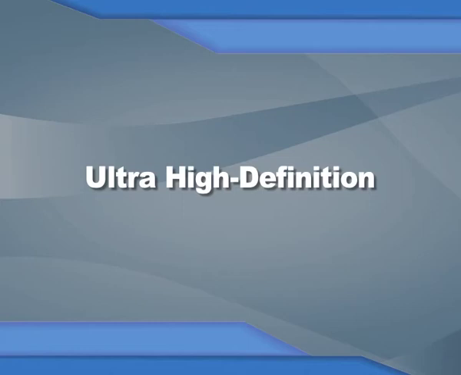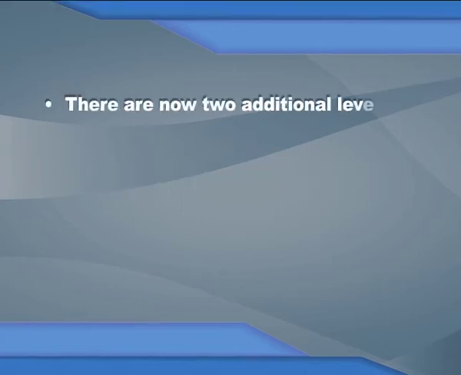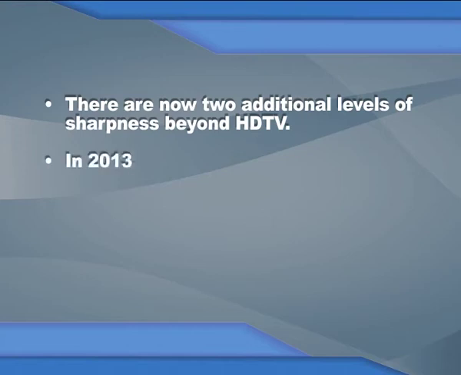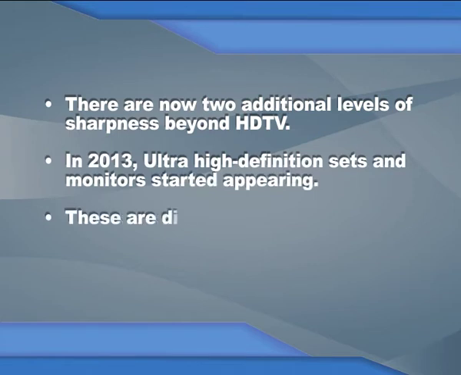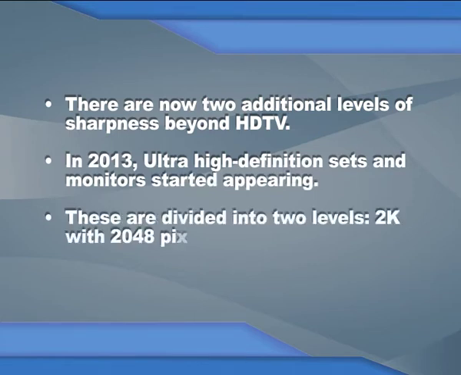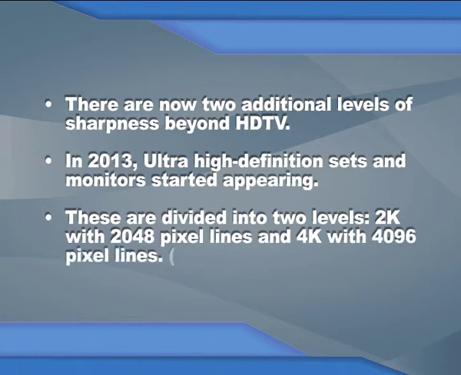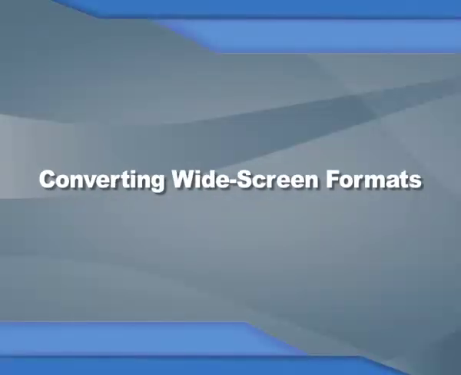Ultra high definition. There are now two additional levels of sharpness beyond HDTV. In 2013, ultra high definition sets and monitors started appearing. These are divided into two levels, 2K with 2048 pixel lines and 4K with 4096 pixel lines. Pixel stands for picture element. However, it's been shown that average TV viewers can't discern the difference between them and HDTV at normal TV set viewing distances. It is only when 2K and 4K images are projected on a large screen that the difference in detail becomes obvious.